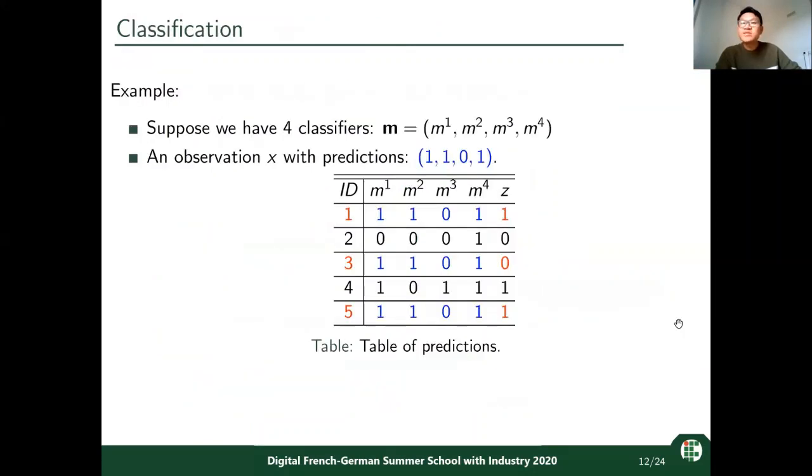And the idea is really simple. Let's consider an example. Suppose we have M classifiers in a classification problem, M1 until M4, and the prediction of X is given by the four classifiers as 1, 1, 0, and 1. To predict the real label of X, we consider the predictions on all the training data. In this case, there are 5 of them. We look at only those data points with the same predictions as X, so it's 1, 3, and 5. Then we take the real classes of these data points and do the majority vote.